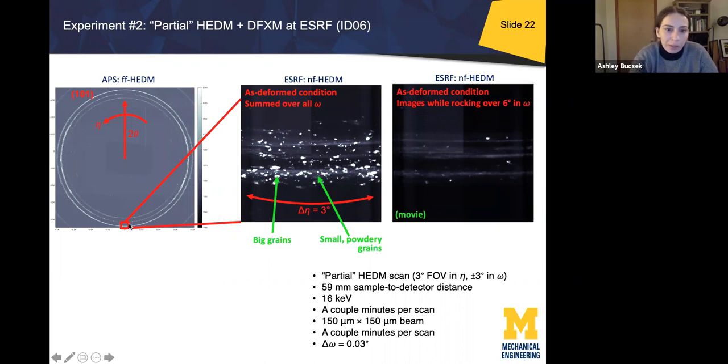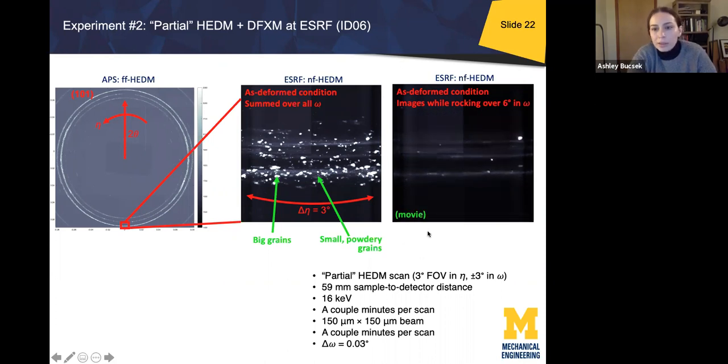It's really where we're zoomed into one part of one ring here. And so you can see sort of the curvature of the ring a little bit, where our field of view here is just 3 degrees in eta. And then we rocked plus or minus 3 degrees in omega. So I'm not really sure whether to call it near field or far field yet, because our sample to detector distance was 59 millimeters. So it's sort of that weird intermediate field region. But this is at 16 keV, and each scan just took a couple minutes, and we used a 150 micron box beam. And so this is what one data set looks like.